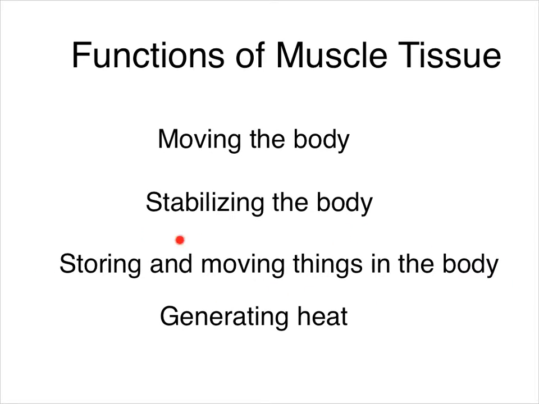Storing and moving things around your body, right? So your stomach is a muscle. It's going to churn the chyme, your partially digested food. There's muscles in your intestines, which move food through your small and large intestines and eventually out of your body. You have muscles like your heart that moves blood around your body. You have muscles in your gallbladder that allow your gallbladder to store bile and then can squeeze to squirt the bile out when the bile needs to come out.